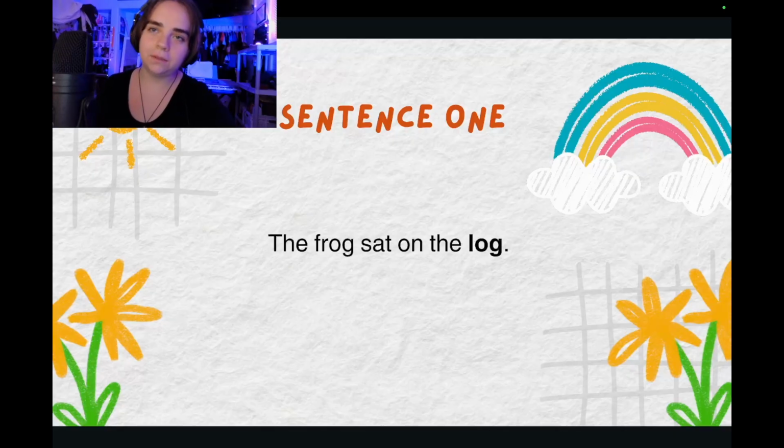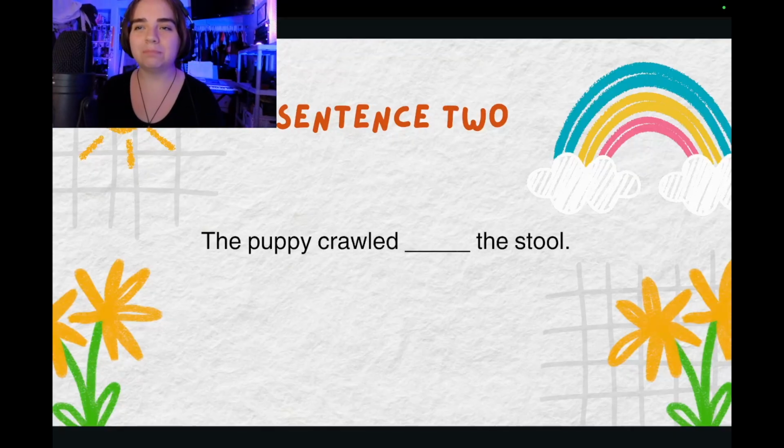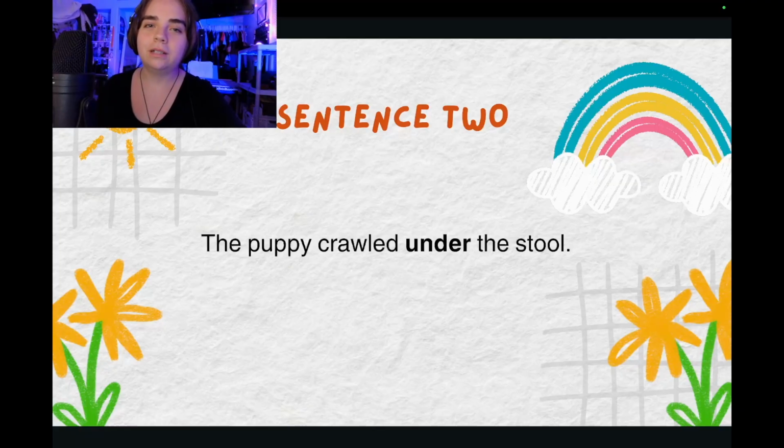So sentence 2. The puppy crawled blank the stool. This one's a little bit harder, so really think about it with the people around you. Okay, so I put the puppy crawled under the stool. You can really do any kind of preposition here. Crawled over the stool, under the stool. I wouldn't say the puppy could crawl through the stool. That one doesn't really work, but under, over, anything like that.